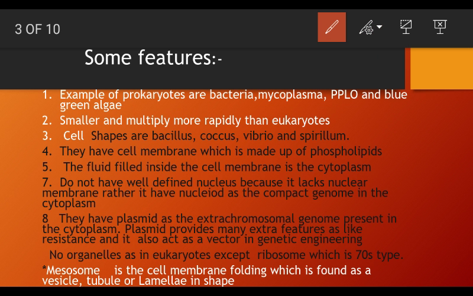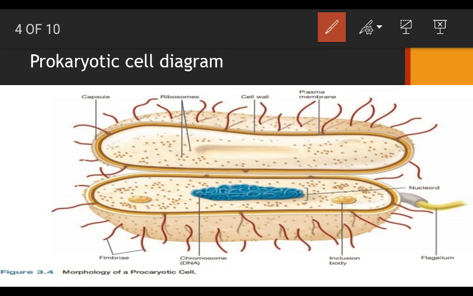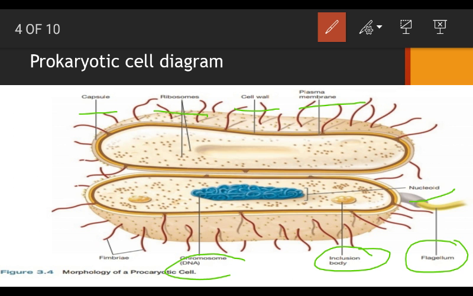So it is about this page. This is the diagram of a prokaryotic cell. Here it is shown: capsule, ribosomes, the cell wall, plasma membrane, the nucleoid, flagellum, inclusion body, chromosome, DNA, and fimbriae. It is a simple diagram of a bacterial cell, right? They have a nucleoid in the center, and they have a plasma membrane. Over the plasma membrane they have the cell wall, right?